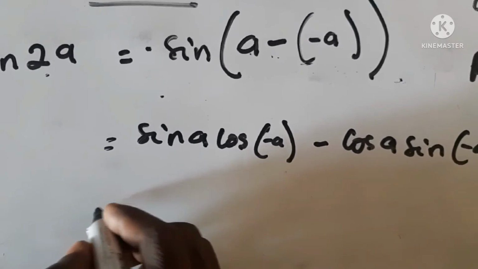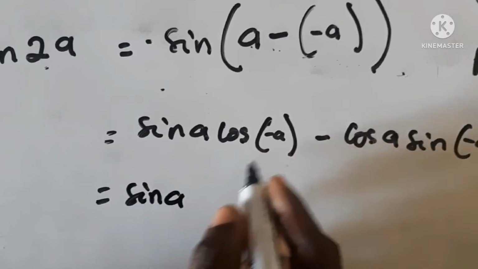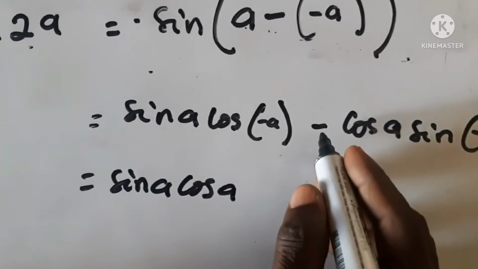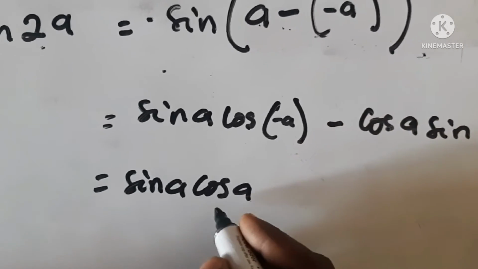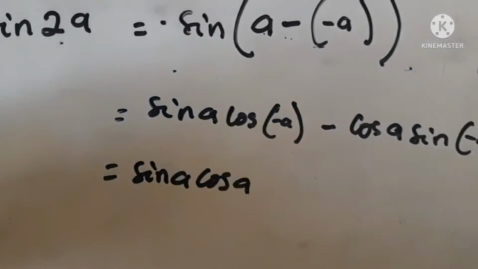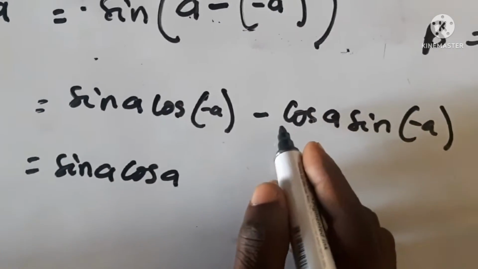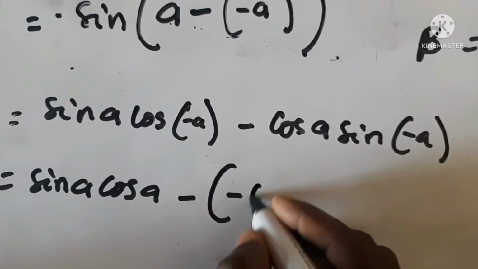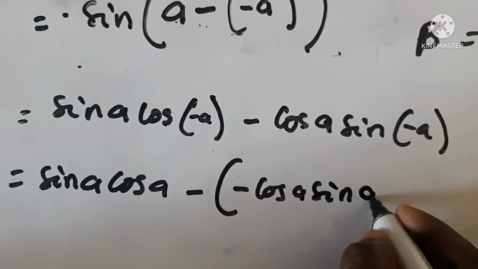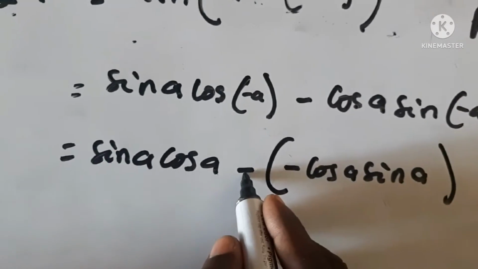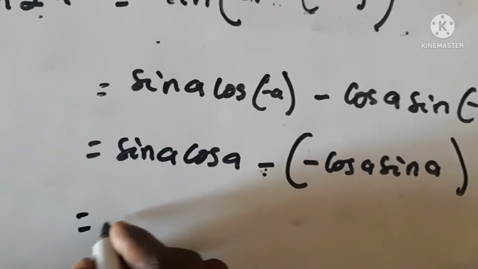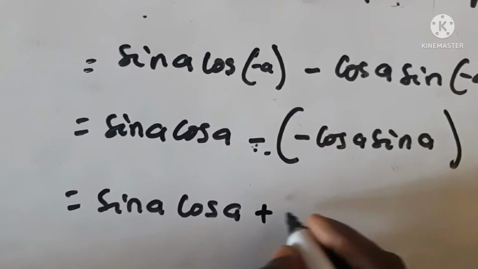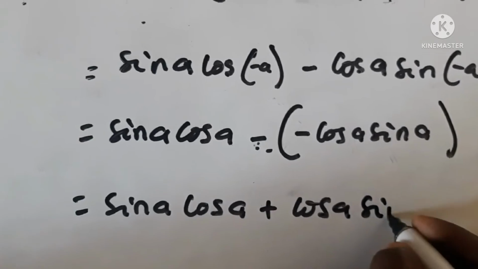Now let's continue. Here we are going to have sine of a, and then cos of negative a tends to be cos a, right? So cos a. And here, sine of a negative number tends to be negative sine a. So here we are going to have, obviously, this minus, and we are taking this negative out, so negative of cos of a and then sine of negative a, which is negative sine a. You can see that this negative and this negative tend to be a positive. That will be sine a and then cos a, plus cos a and then sine a.